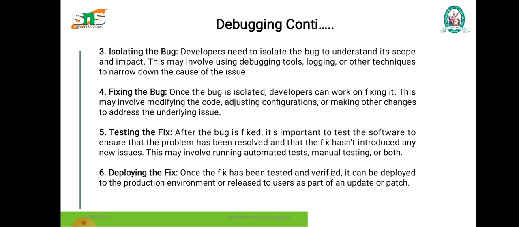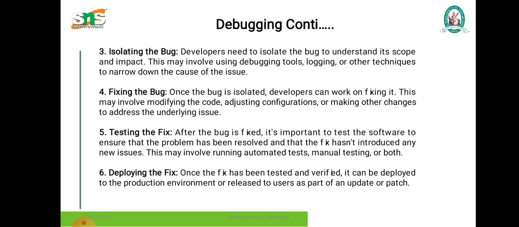And next under the process is isolating the bug. Developers need to isolate the bug to understand its scope and impact. This may involve using debugging tools, logging, or other techniques to narrow down the cause of the issue. Next one is fixing the bug. Once the bug is isolated, developers can work on fixing it. This may involve modifying the code, adjusting configurations, or making other changes to address the underlying issue.